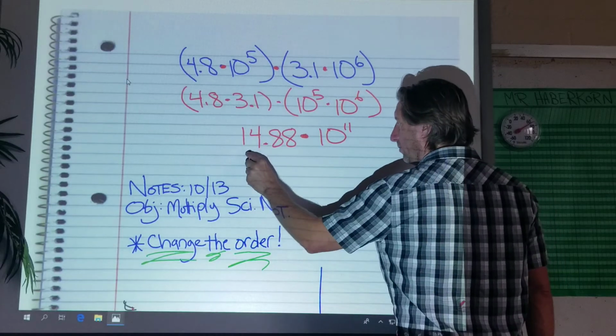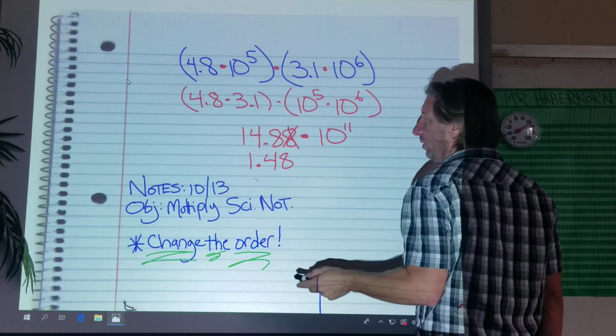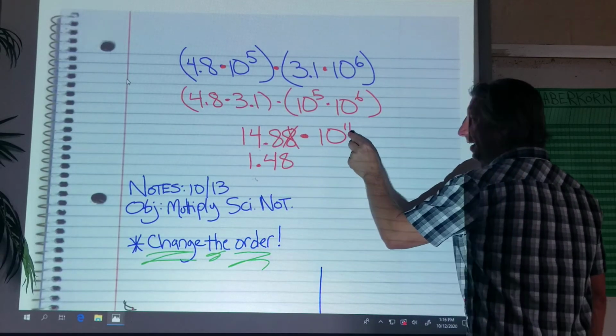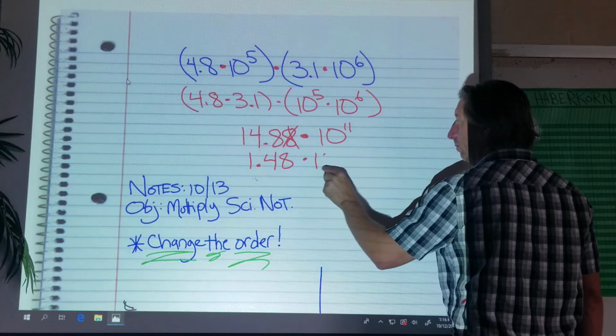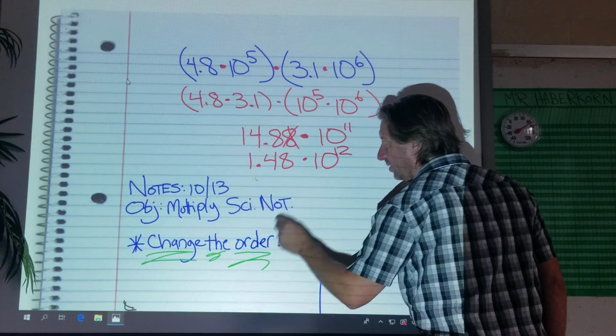We need one number after the point, 1.48. I'm just going to cut off that number, we don't really need it. So I moved it over one more space, I got to add one more to this. Times 10 to the 12. It's a little sloppy, sorry.